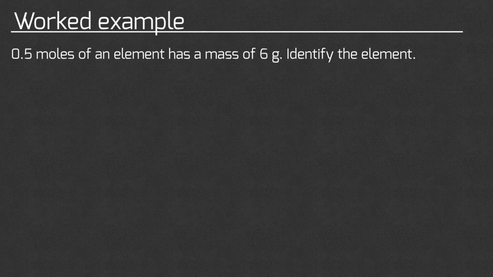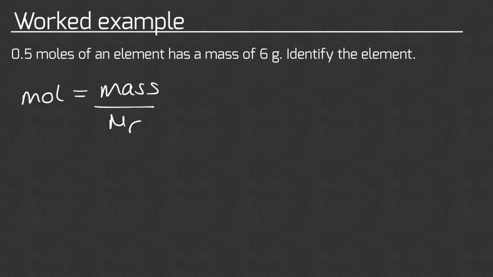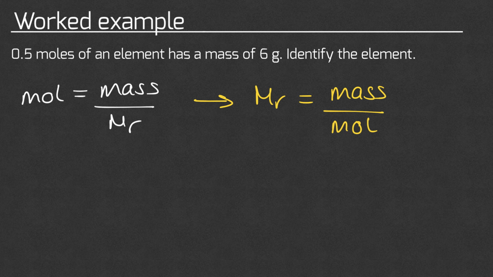For this final worked example, we've been told that 0.5 moles of an element has a mass of 6 grams, and we need to identify the element. So we'll be able to identify the element by determining its relative molecular mass. We'll start off by writing the equation moles equals mass divided by relative molecular mass, and we'll now need to rearrange it to find out what the relative molecular mass is.